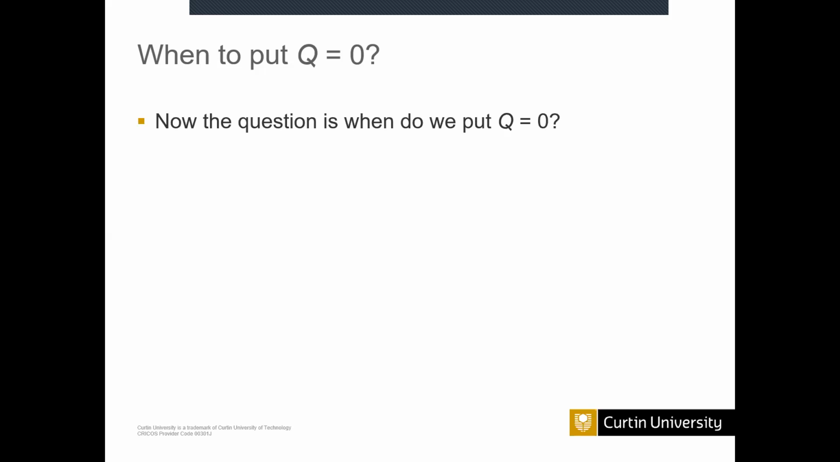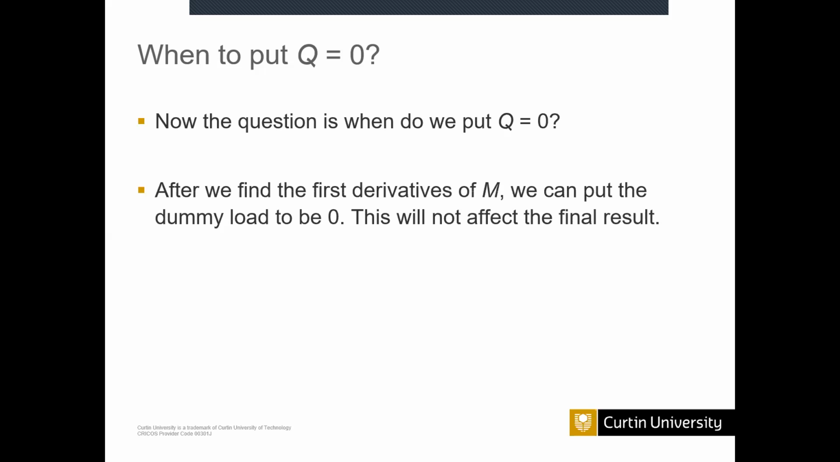Yeah, as I told you, after we find the first derivative of the bending moment, we can put the dummy load as equal to 0. It will not affect the final result. But without finding the first derivative with respect to that dummy load, don't put Q equals 0. Then it's not useful to put in the dummy load as Q, because your purpose is gone there.